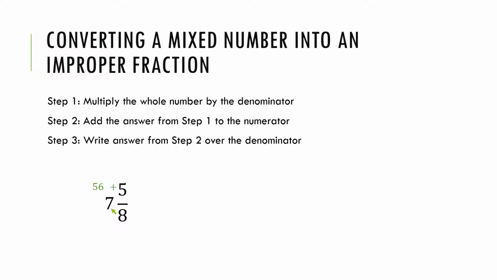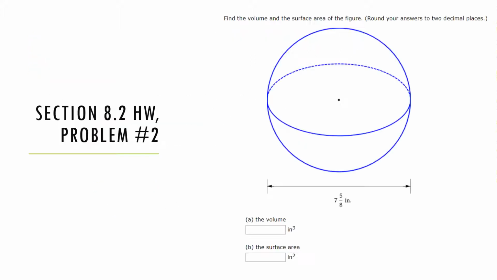You take that number and you add it to the numerator. 56 plus 5 is 61. You take this number, 61, and you're going to write it over your denominator. That's going to become your improper fraction. So 7 5/8 is the same as 61 over 8. This is our radius, so let's plug that back in. Excuse me, I said that was our radius, but that's actually our diameter. So the diameter, we just converted it into an improper fraction. The diameter is 61 over 8. In order for us to find the radius, we just need to figure out what half of that is.